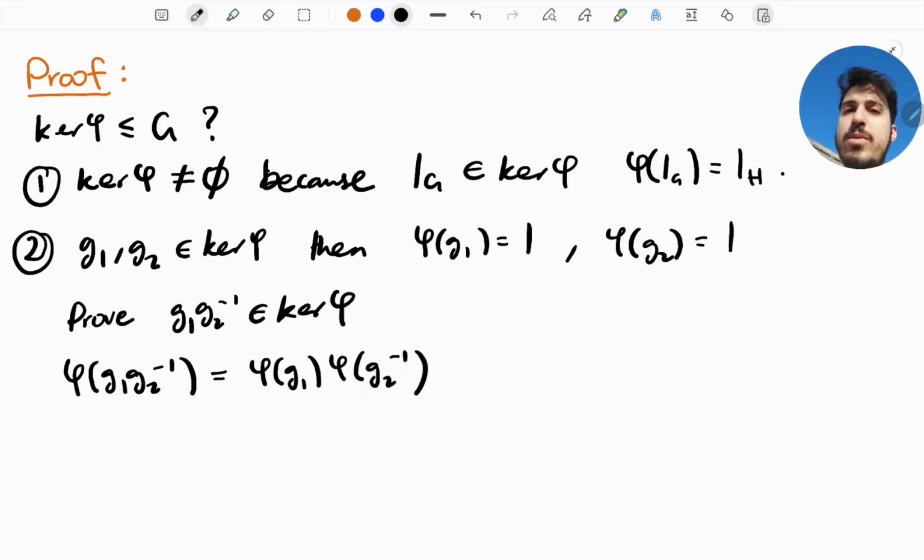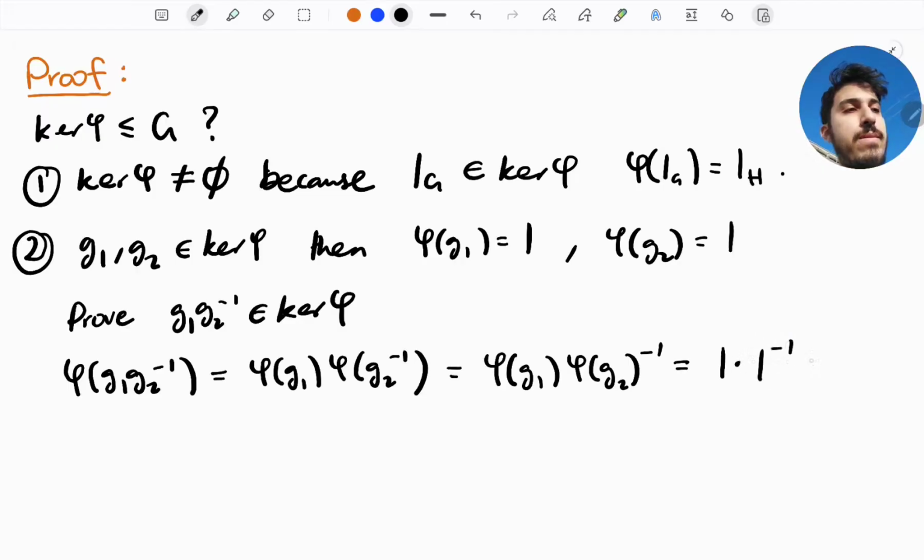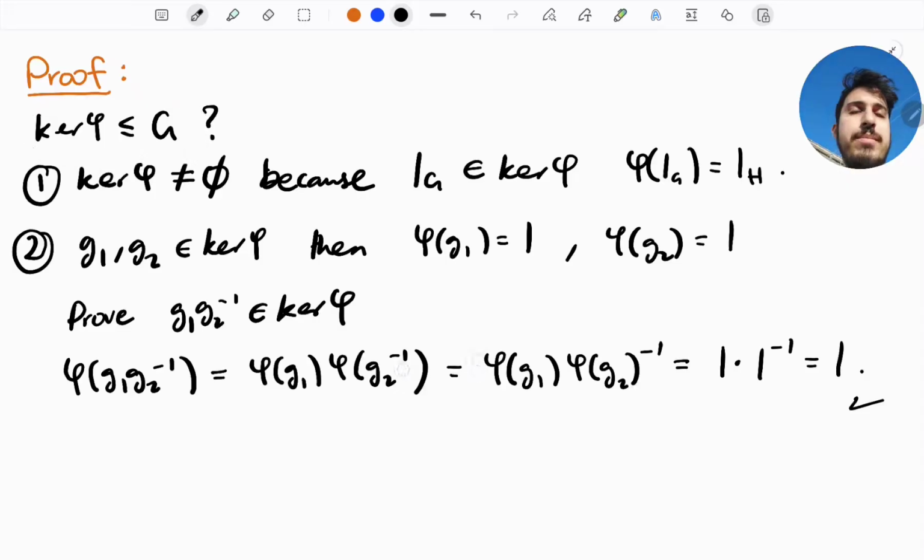And we can use yet another property of homomorphisms to put the inverse outside the phi to say phi of G1 times phi of G2 with the inverse outside. And we know that phi of G1 is the identity, phi of G2 is the identity, so it's going to be identity times identity inverse, which is the identity. So we successfully proved that G1 G2 inverse is an element of Ker phi, thus completing the proof that the kernel of phi is a subgroup of G.